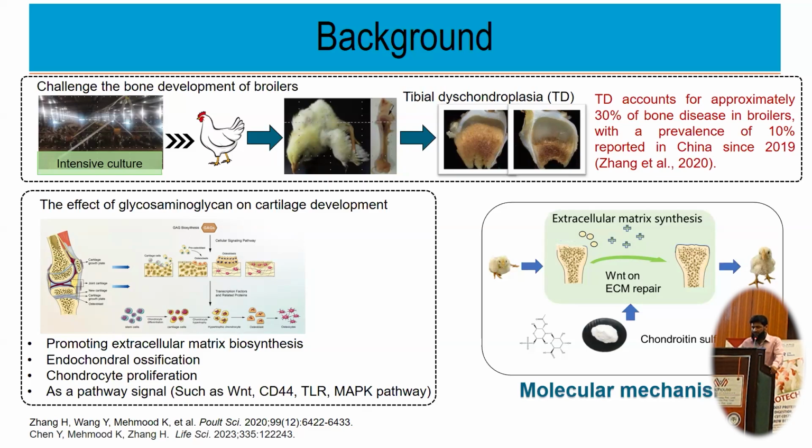First of all, we discuss its background. This disease is very important from an economic point of view. It can cause approximately 30% losses and is prevalent in China. During processing, when meat is processed, it affects the meat quality. That's why they focus on this disease.